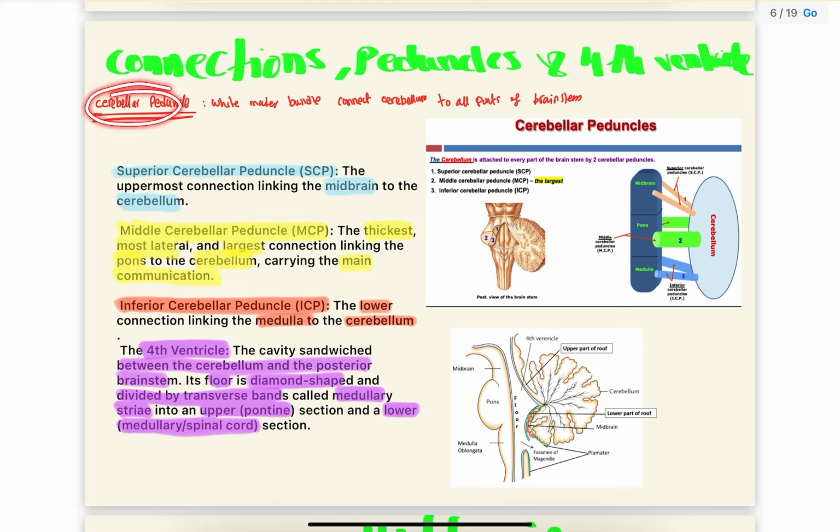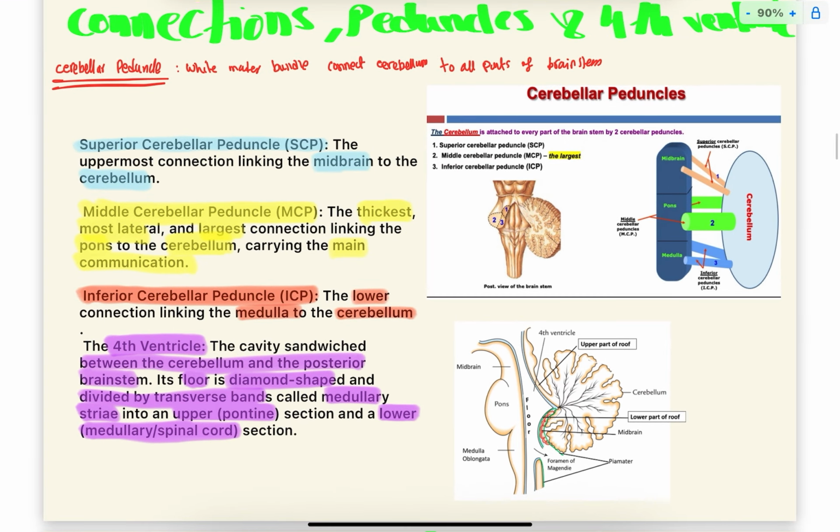Now, what is a cerebellar peduncle? It's basically a white matter that connects the cerebellum, from its name, cerebellar, to all parts of the brainstem. So as you can see here, I have the superior, which are two, and then I have the middle, which is the thickest, and then I have the inferior. So the superior cerebellar peduncle, it's connecting the cerebellum with the midbrain, which is the first part of the brainstem.